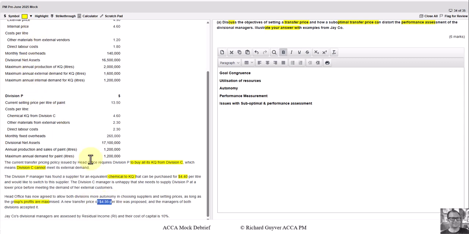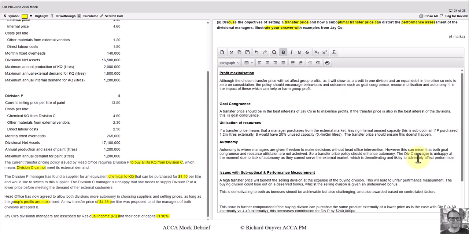A new transfer price of $4.35 was proposed, and the managers of both divisions accepted it, and they're assessed on residual income, and their cost of capital is 10%. Let's take a look at what we'd write in this question in part A. So this is my answer.